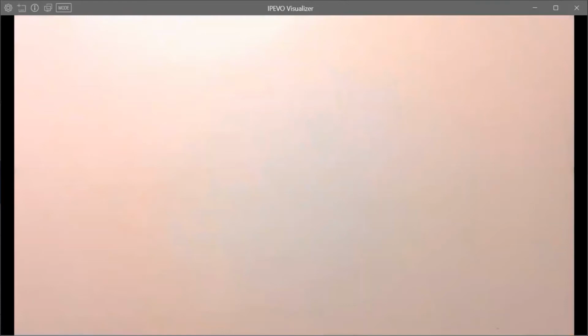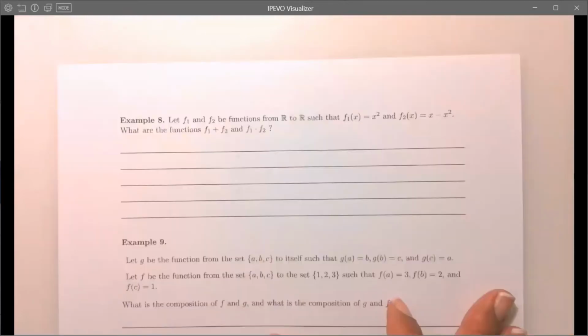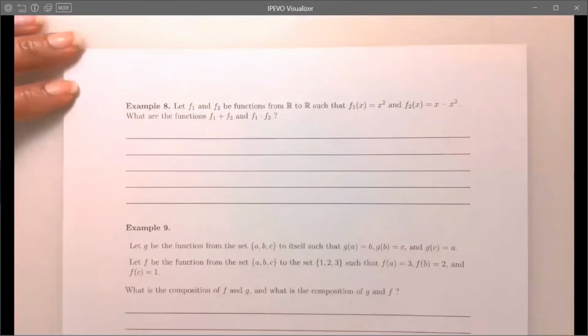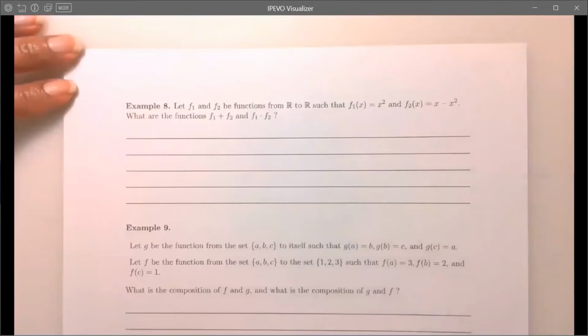So let's take a look at some examples. Example 8. Let f1 and f2 be functions from the set of real numbers to the set of real numbers, such that f1 of x is equal to x squared, and f2 of x is equal to x minus x squared. What is the sum of the functions, and what is the product of the functions?